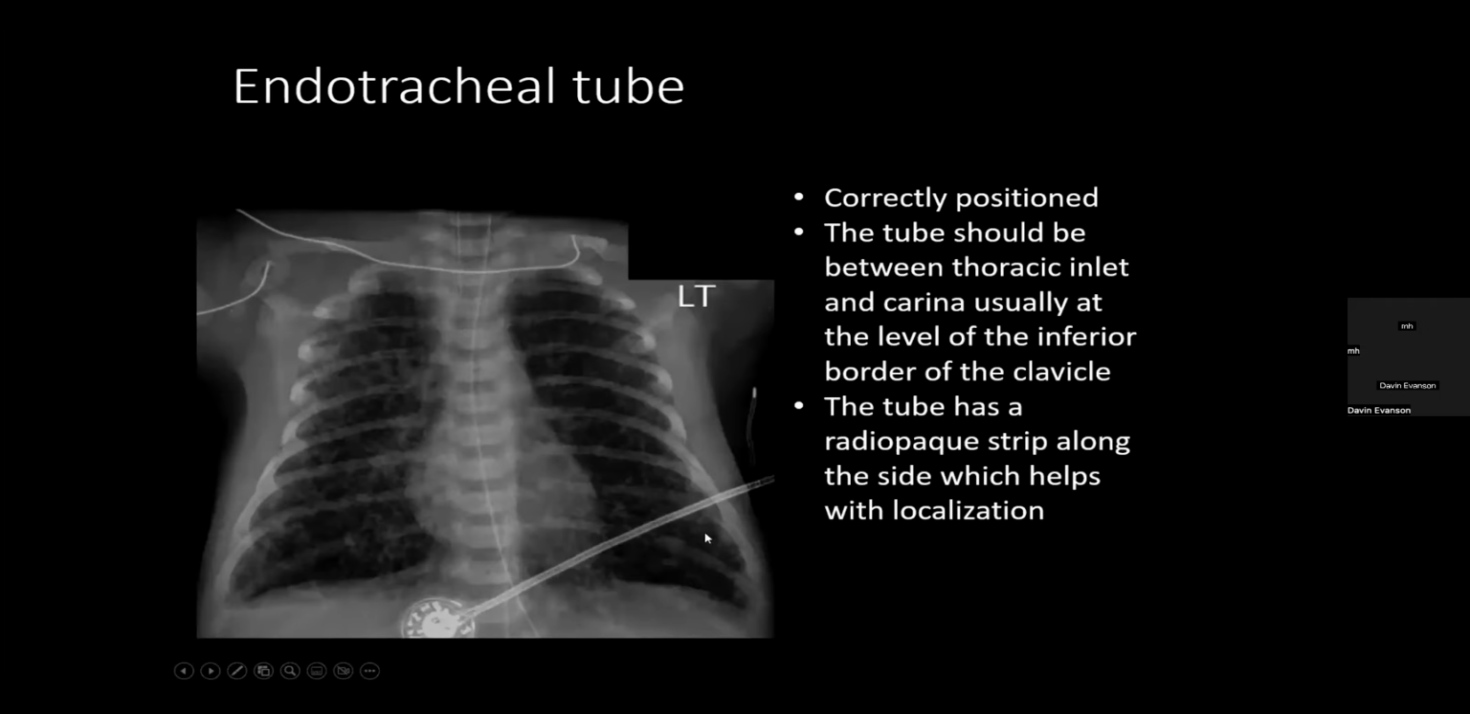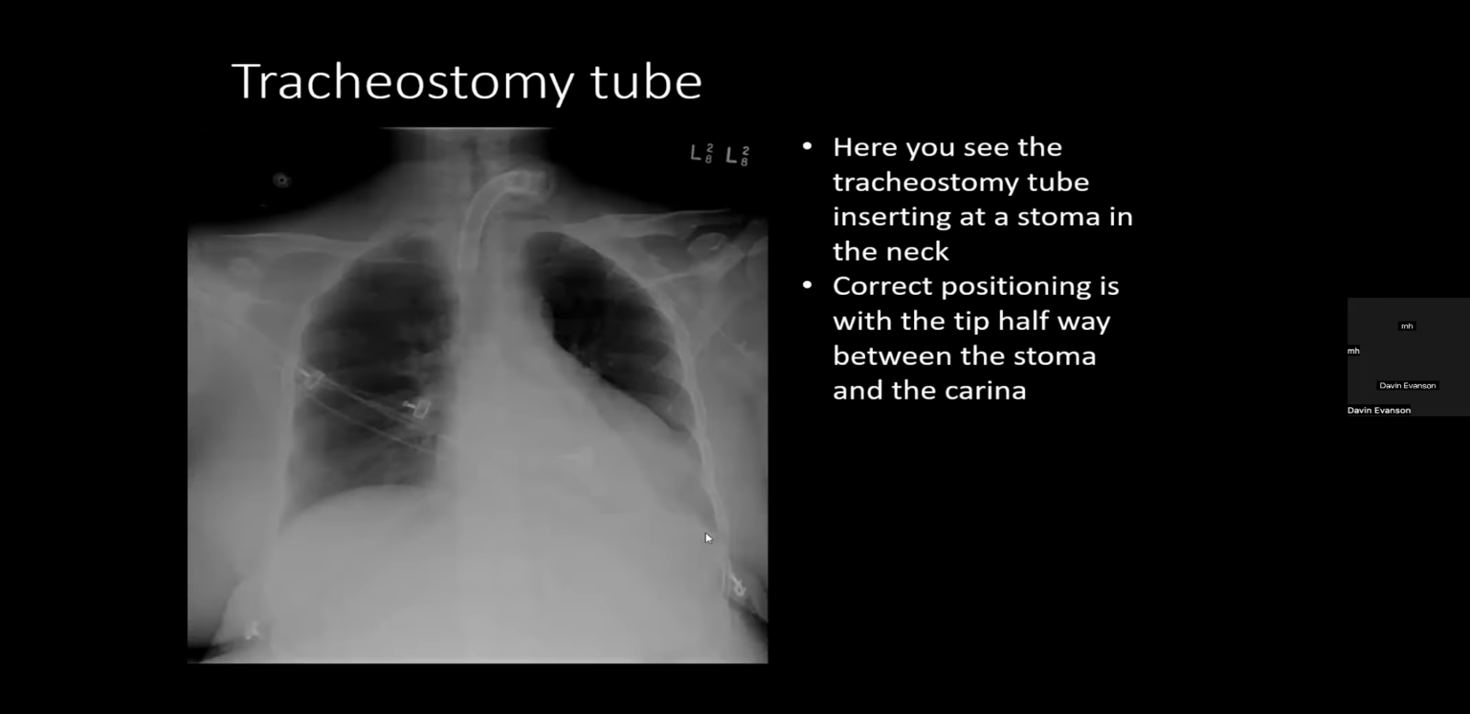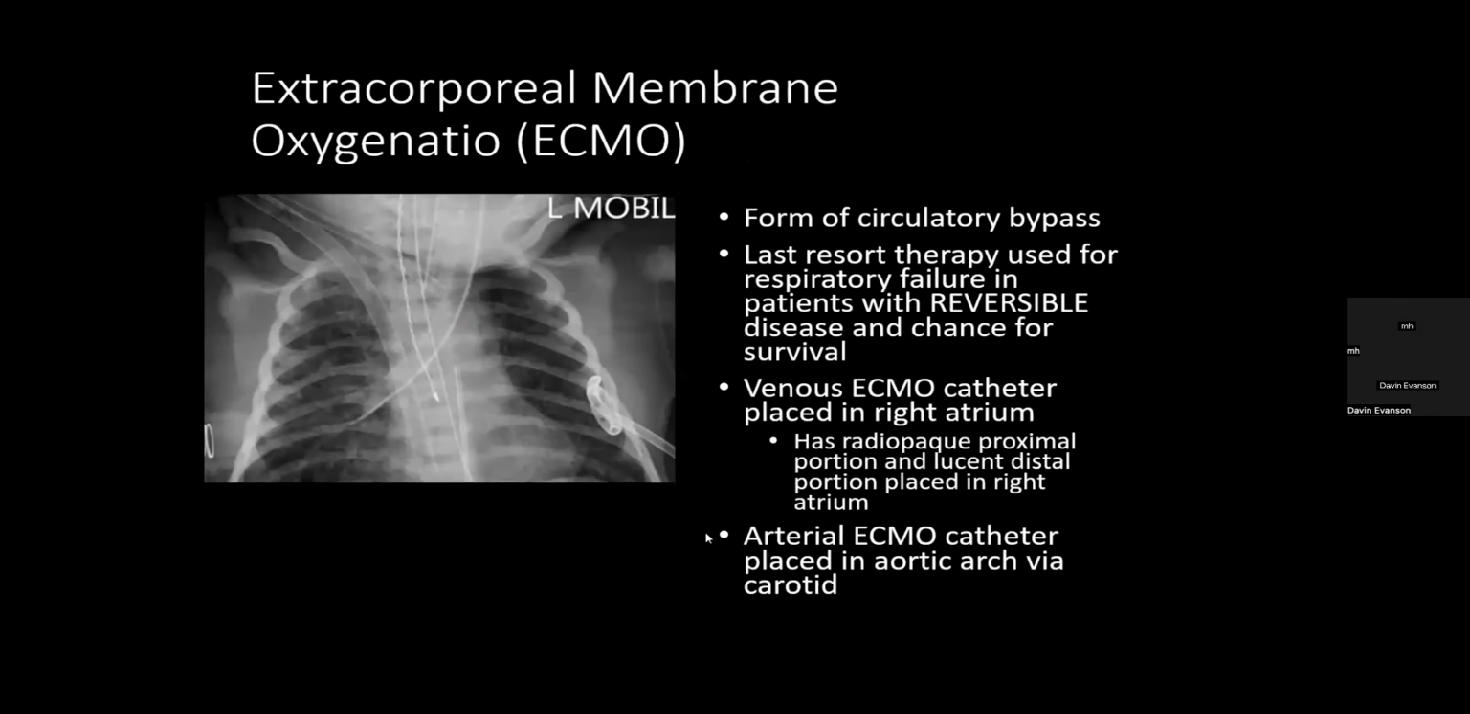Okay, so lines. It depends on the patient's age, newborn versus older patient, and we'll see what we got here. So endotracheal tube. I'm going to go a little bit faster through here in the interest of time, but pause it, read the slide. Tracheostomy tube. Our ECMO kids.